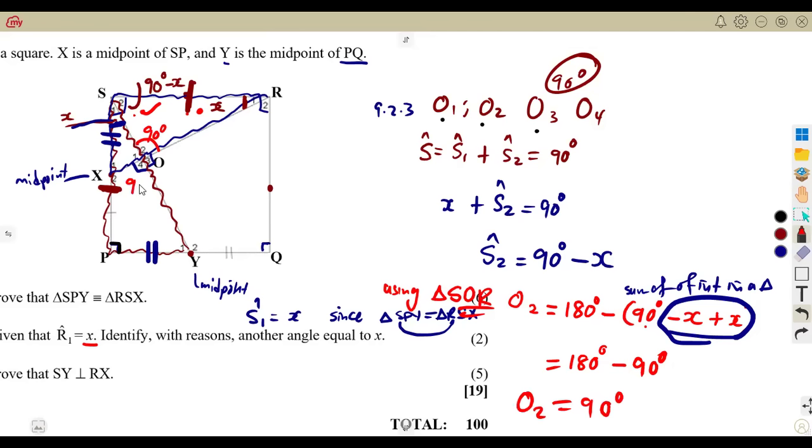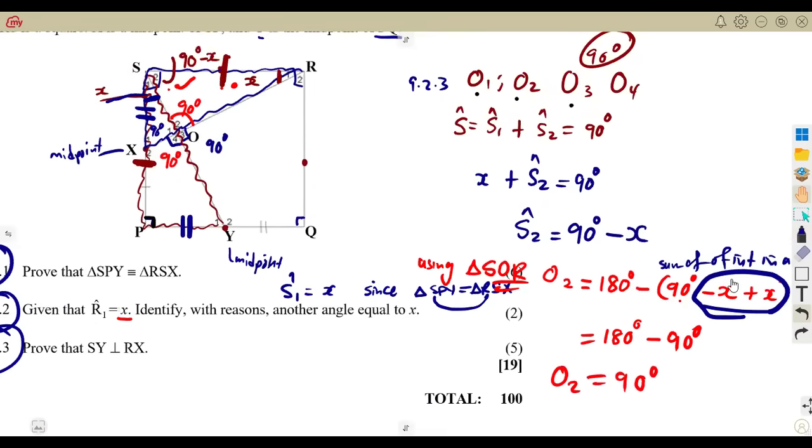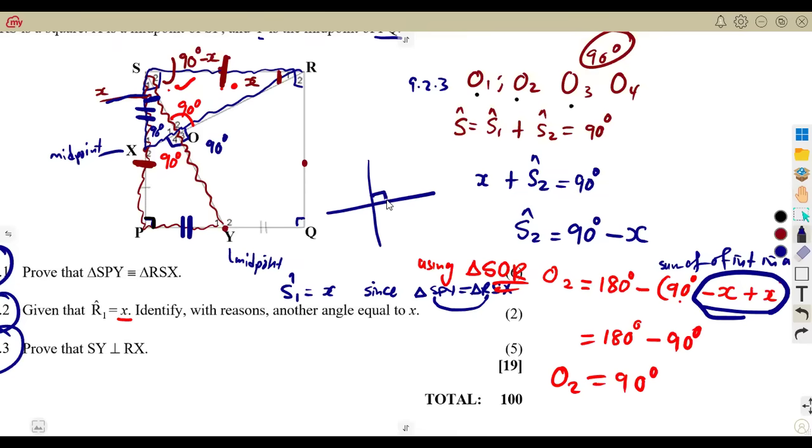So definitely O4 is 90 degrees. O3 is also 90 degrees. O1 is also 90 degrees. Vertically opposite angles and angles on a straight line can justify that. So that is what I was saying. By just knowing one of these angles, if we know that there is a 90 degrees there, we are saying these two lines are perpendicular. We cannot say they're perpendicular if there's no 90 degrees. So therefore the line SY is perpendicular to line RX. They meet at 90 degrees. That is to be perpendicular.